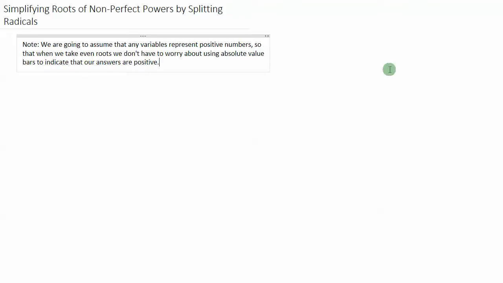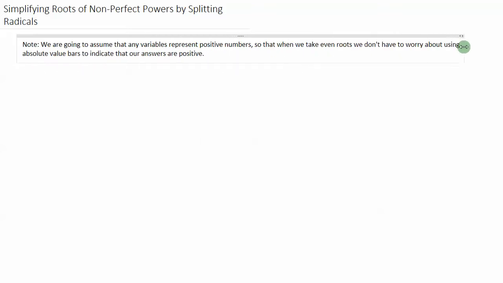So even roots with the radical symbol should always give positive answers, and if you don't assume the variables are positive, then you have to include these absolute value bars in your answer to indicate that the answer is positive. So when we get to the examples in this video, we will assume the variables represent positive numbers to make life a lot easier. And this is a common thing that textbooks will do as well. So you'll see that in a little bit.